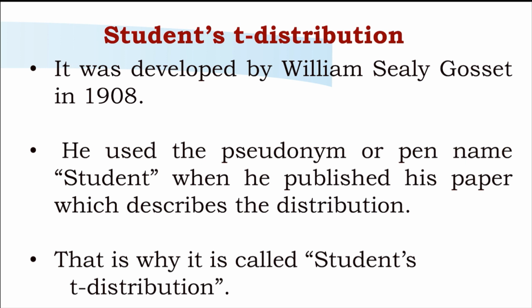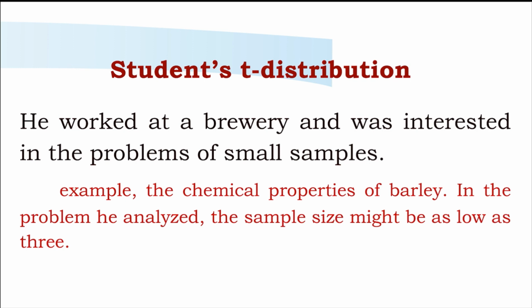It was developed by William Sealy Gosset in 1908. He used the pseudonym or pen name Student when he published his paper which describes the distribution. That is why it is called student's t-distribution. He worked at a brewery and was interested in the problems of small samples. Example, the chemical properties of barley. In the problem he analyzed, the sample size might be as low as 3.